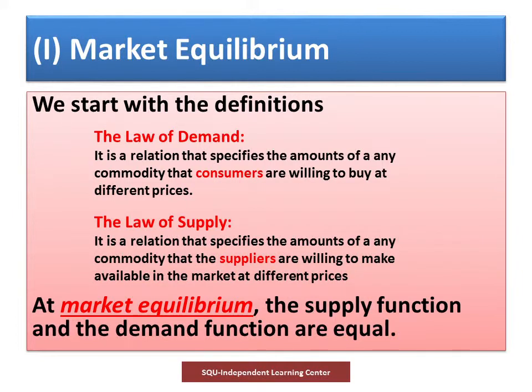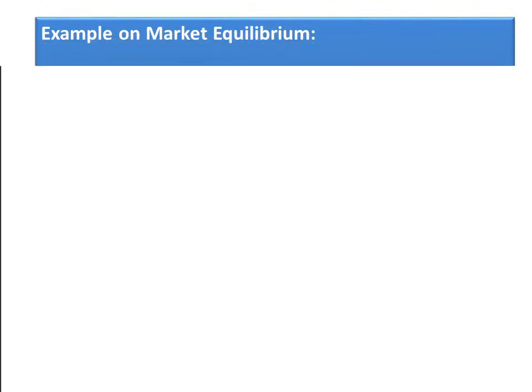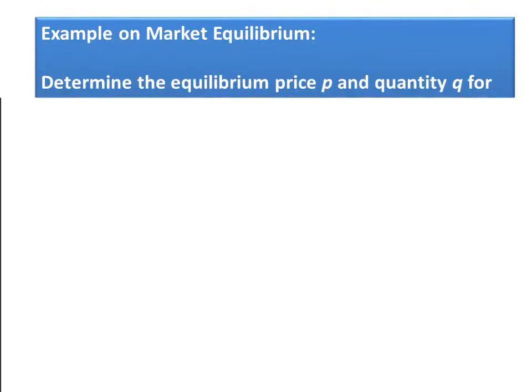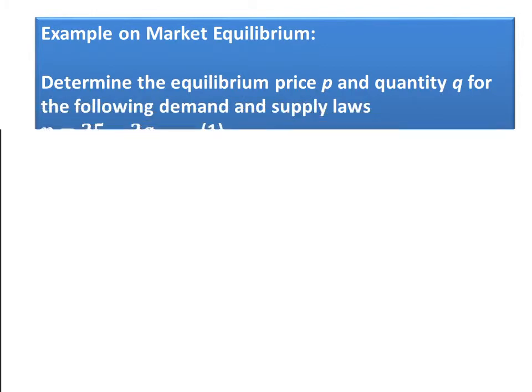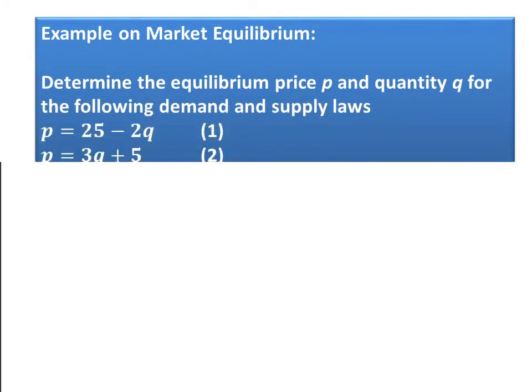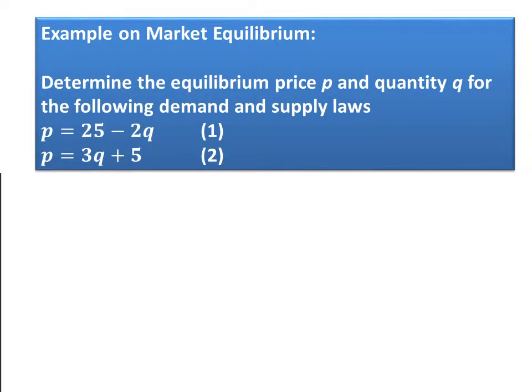And at market equilibrium, the supply function will be equal to the demand function. Example on market equilibrium: determine the equilibrium price P and quantity Q for the following demand and supply laws. P equals 25 minus 2Q. This we call equation 1. And P equals 3Q plus 5. This we call equation 2.